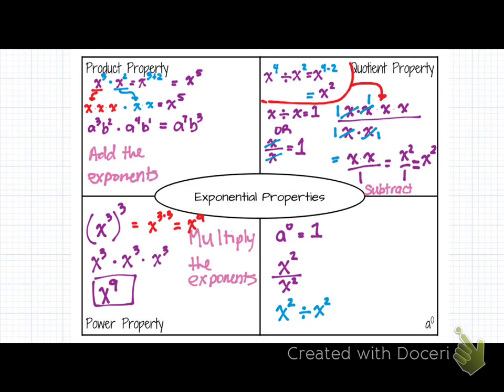Anything divided by itself is 1, right? Isn't x squared divided by x squared equal to x to the 0 power? Yeah, because it cancels out. So we make the assumption that when we have x squared divided by x squared, it's equal to 1. But when we subtract the exponents, we get x to the 0 power, which makes it equal to 1. Okay?